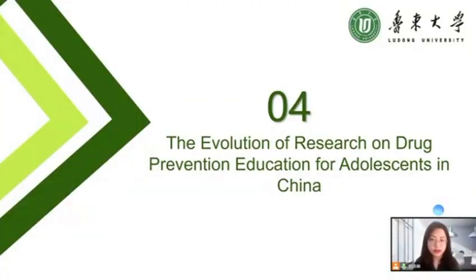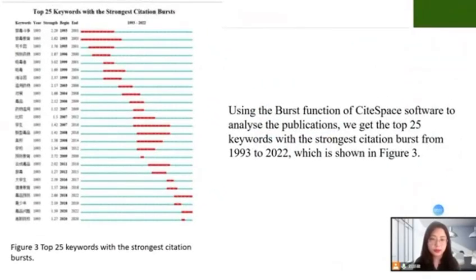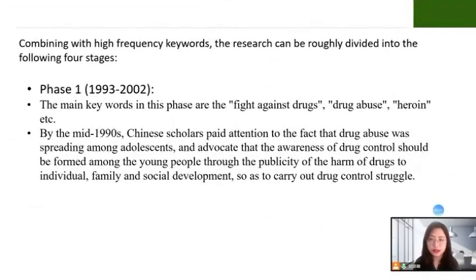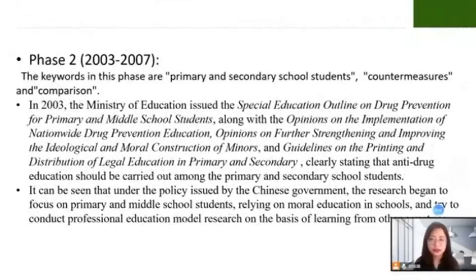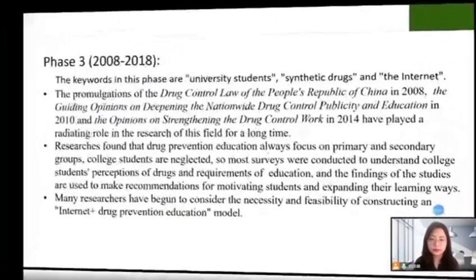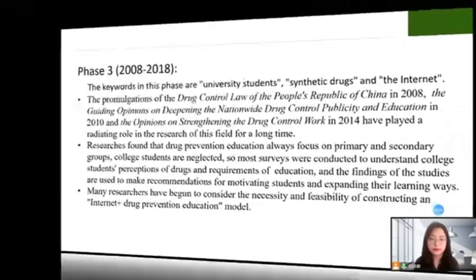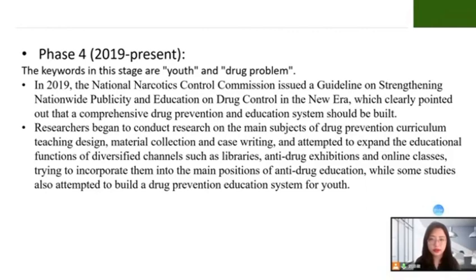The fourth part of our research is the evolution. We're using the burst function of CiteSpace and got the top 25 keywords with the strongest citation burst from 1993 to 2022, as we can see in the figure 3. Then we're combining the high frequency keywords. The research can be divided into following 4 stages. The phase 1 is from 1993 to 2002. The keywords are fight against drugs, drug abuse. The phase 2, the keywords are primary and secondary school students, and comparison, and so on. The phase 3, the keywords are university students, synthetic drugs, and the internet. The phase 4, the keywords are youth and drug problems.